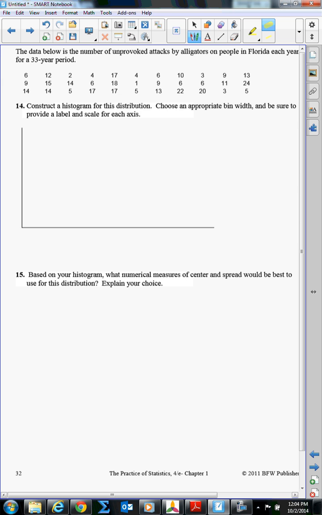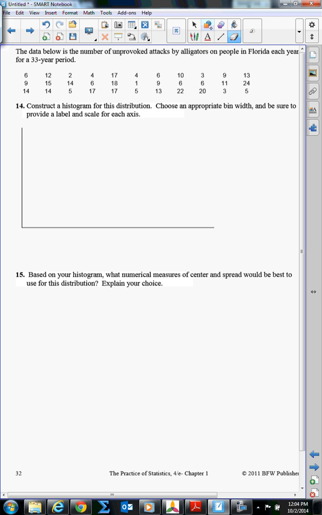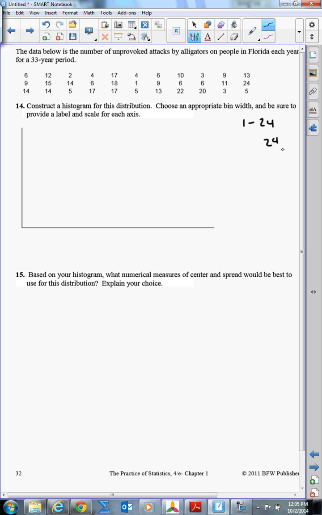I usually like 6 classes. And so if I look at this and I choose 6 classes, the range goes from 24 to 1, which is 24. That's how many data entries are covered, or how many possibilities there are. And if I want 6 classes, then I would have a bin width of 4.